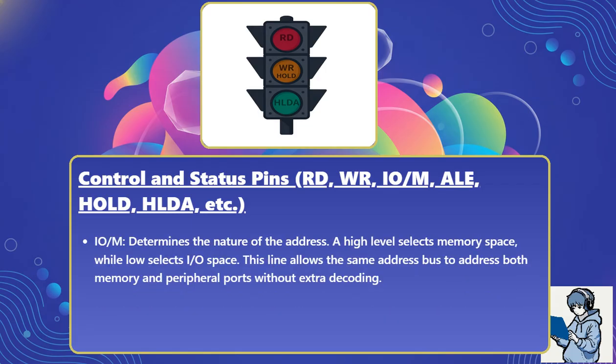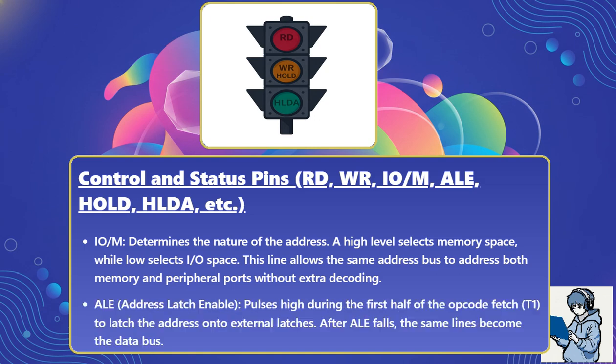IO/M determines the nature of the address. A high level selects memory space, while low selects input-output space. This line allows the same address bus to address both memory and peripheral ports without extra decoding. ALE, address latch enable, pulses high during the first half of the opcode fetch, T1, to latch the address onto external latches. After ALE falls, the same lines become the data bus.